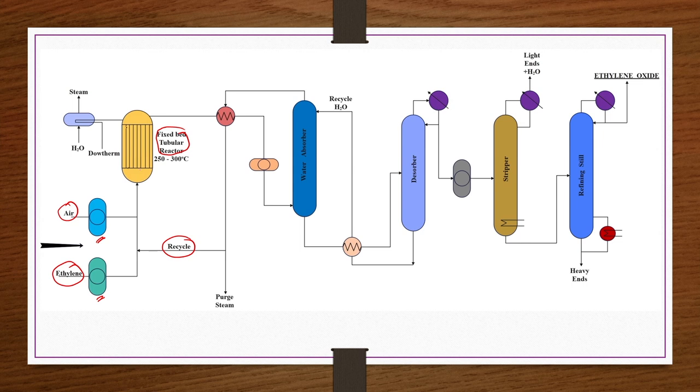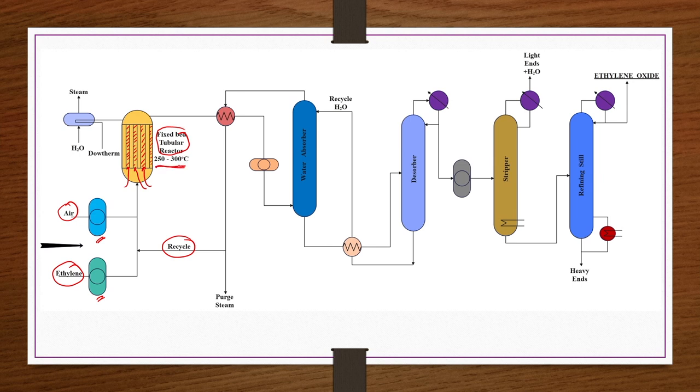Here also we have bundles of tubes which are filled with catalyst. In this case, the catalyst we already know is silver oxide, which in general is supported on alumina, right. So, these are taken here, and then this mixture of air, ethylene and recycled product streams is passed through these tubes in which the catalyst is there.